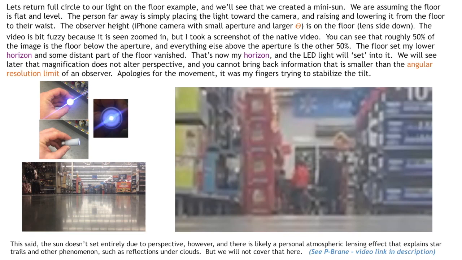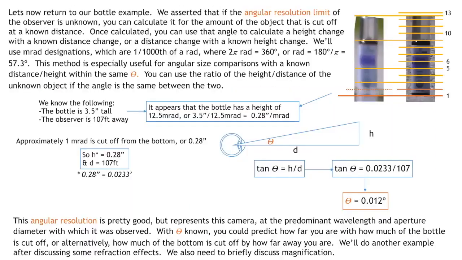So this said, the sun doesn't set entirely due to perspective, however, and there is likely a personal atmospheric lensing effect that explains star trails and other phenomena, such as reflections under clouds and so forth, but we will not cover that here. You can see a video link in the description about those phenomena. Let's now return to our bottle example.